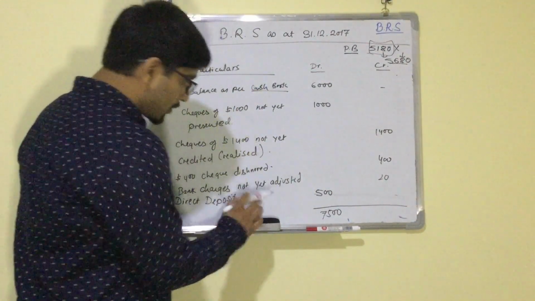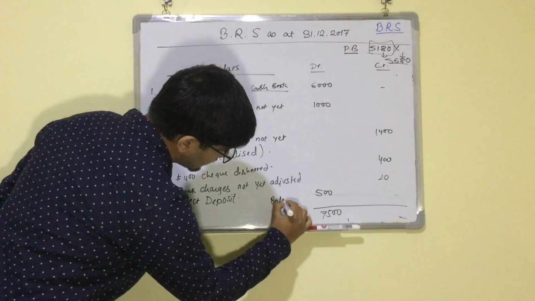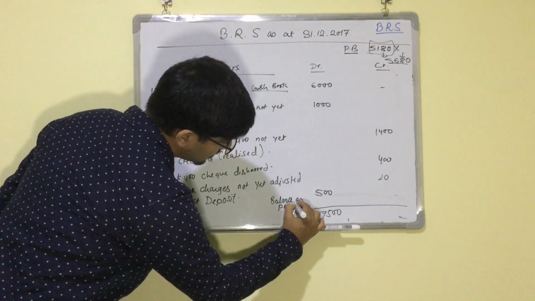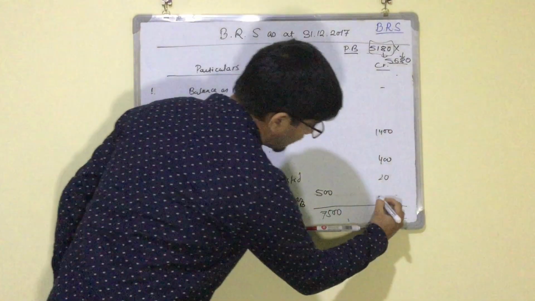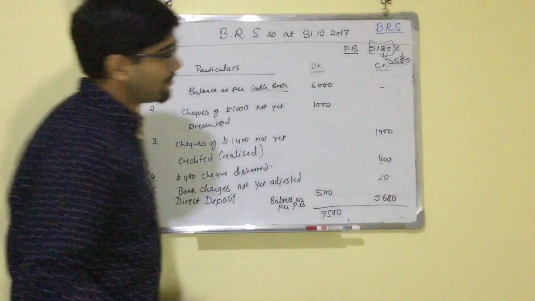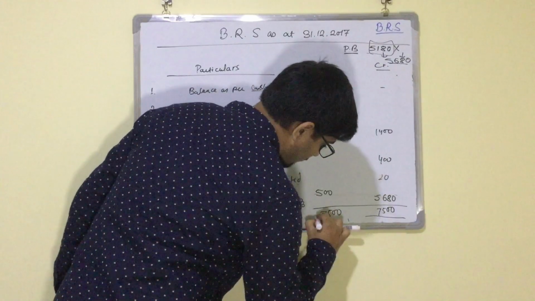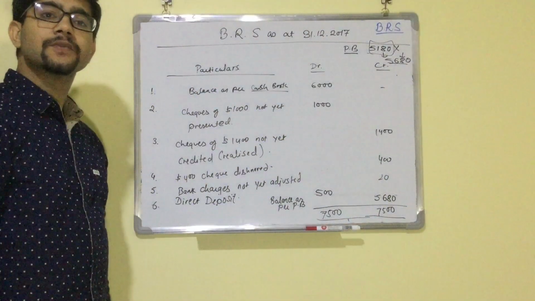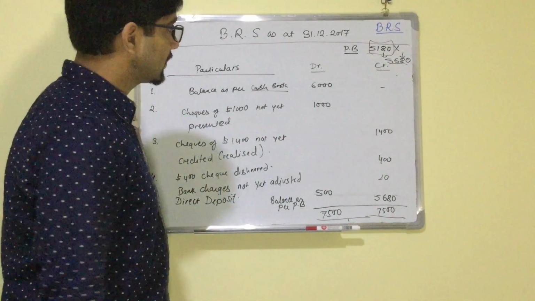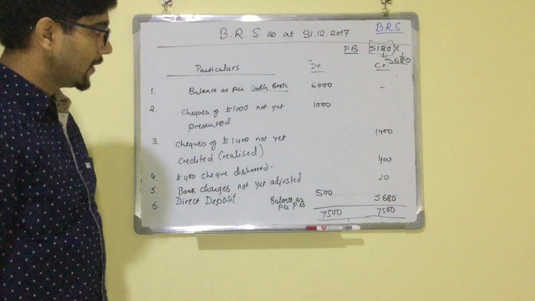So the cash balance as per passbook would be 5,680 credit, which is a positive balance for us, and it makes the total of $7,500. So guys, this is all about bank reconciliation statement, where we use the accounting signs debit and credit for calculating the balance.